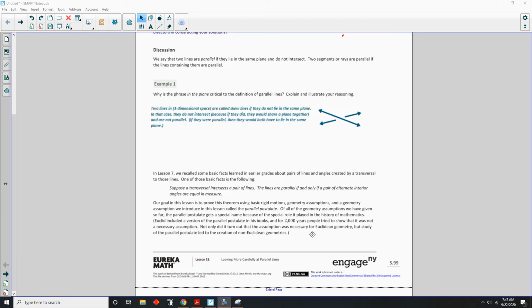Of all the geometry assumptions we have given so far, the parallel postulate gets a special name because of the special role it played in the history of mathematics. Euclid included a version of the parallel postulate in his books, and for 2,000 years people tried to show that it was not a necessary assumption. Not only did it turn out that the assumption was necessary for Euclidean geometry, but study of the parallel postulate led to the creation of non-Euclidean geometry. So non-Euclidean geometry, think of it as spherical geometry, geometry not on a flat plane.